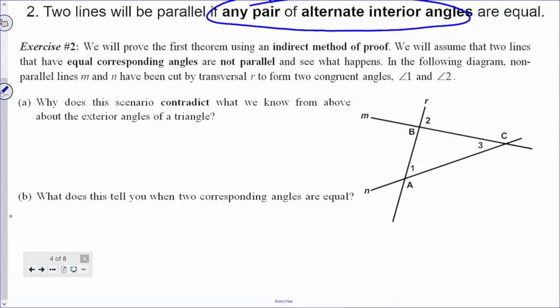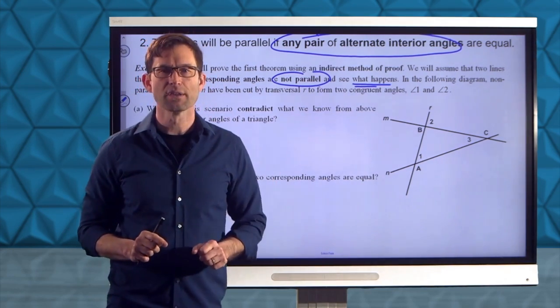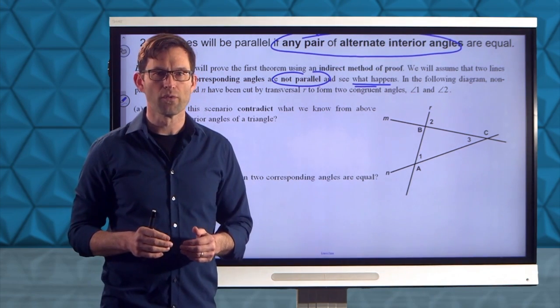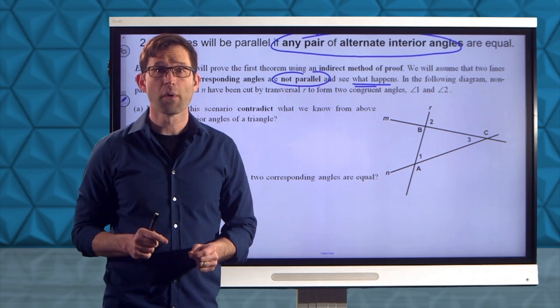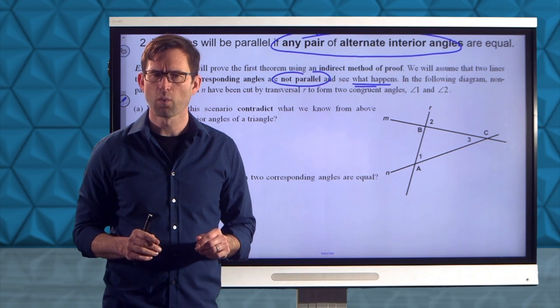Exercise number 2. We will prove the first theorem using an indirect method of proof. We will assume that two lines that have equal corresponding angles, very important, are not parallel, and see what happens. Okay? In other words, we're trying to prove that if two corresponding angles are equal, the lines must be parallel. So what we do is we assume the opposite of what we're trying to prove, i.e., we've got a pair of corresponding angles equal, but the lines aren't parallel, and we're going to see just what happens.